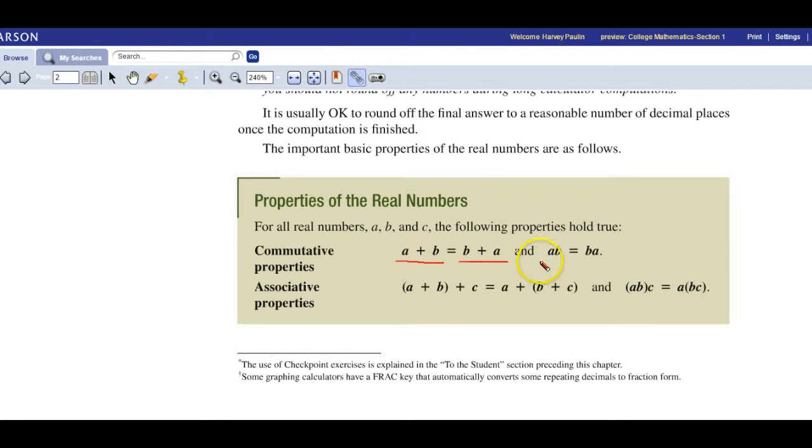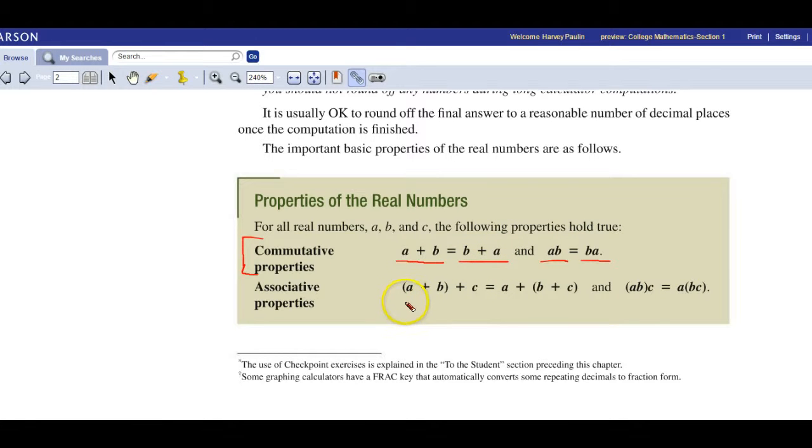And if we say we're going to multiply A times B, that's the same as saying you're going to multiply B times A. We're just switching the order. Well, this is referred to as the commutative property, that we can switch the order in addition like this, and there's no problem.